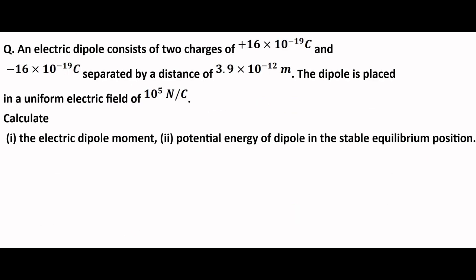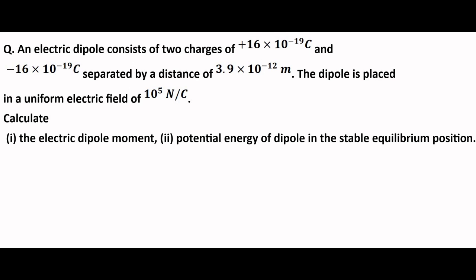So here is another question on electric dipole parameters. It is given that an electric dipole consists of two charges of plus 16 into 10 to the power minus 19 coulomb and minus 16 into 10 to the power minus 19 coulomb, separated by a distance of 3.9 into 10 to the power minus 12 meter, and the dipole is placed in a uniform electric field of 10 to the power 5 Newton per coulomb. We have to calculate first the electric dipole moment and the potential energy of the dipole in stable equilibrium position.